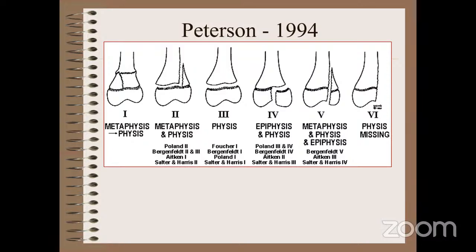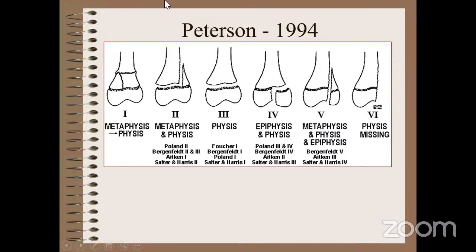And what he has described is a progression from the metaphysis to the epiphysis. So type 1 in Peterson is a comminuted metaphyseal fracture with some lines going into the growth plate. Type 2 is a type 2, which is also Salter Harris 2. Type 3 is a transphyseal, which is Salter Harris 1. Type 4 of Peterson is a type 3 of Salter and Harris. Type 5 of Peterson is a type 4 of Salter Harris. And type 6 of Peterson is a compound injury with missing physis.